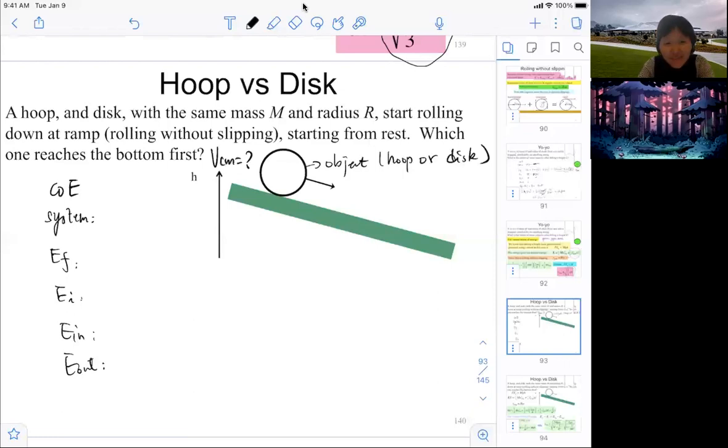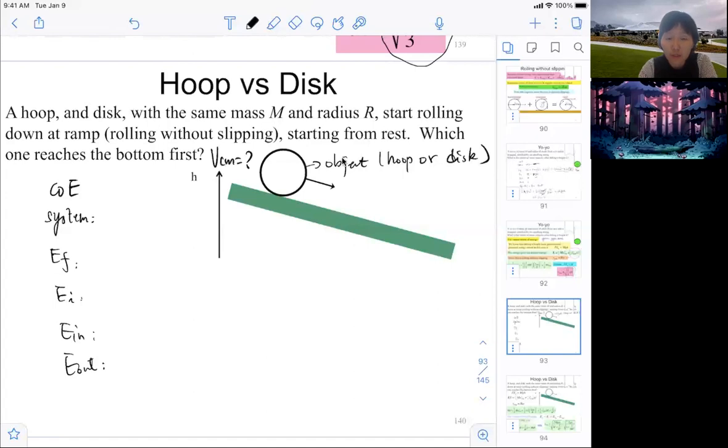What system should we choose for the ramp problem? Guys, this is not a trick question. I hope that at this point, we should be very clear in the application of conservation of energy.